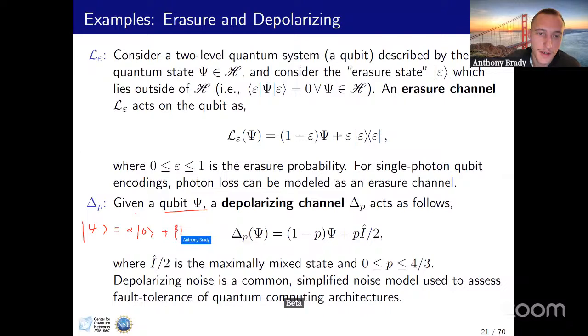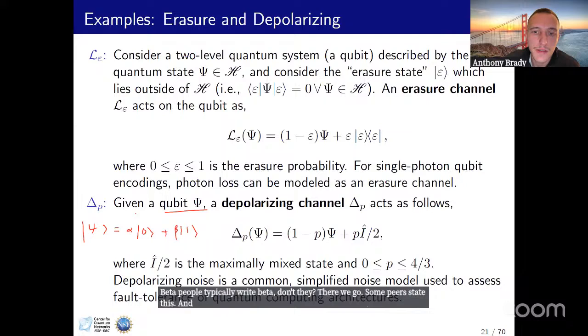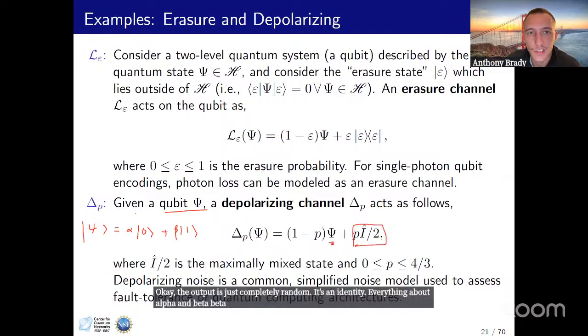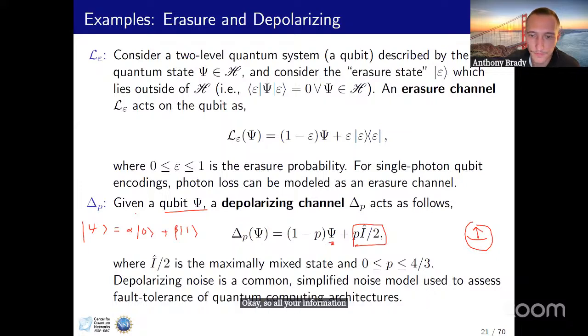Beta. People typically write beta, don't they? There we go. Some pure state like this. And with some probability 1 minus p, nothing happens in the channel. But with some probability p, the output is just completely randomized. It's the identity. Everything about alpha and beta is completely lost, and it is just randomly mixed over the whole Bloch sphere. Remember the Bloch sphere? People draw a qubit on a Bloch sphere. It's completely random over the whole sphere. There's no preferred direction. So all your information is more or less lost. And this is depolarizing noise.